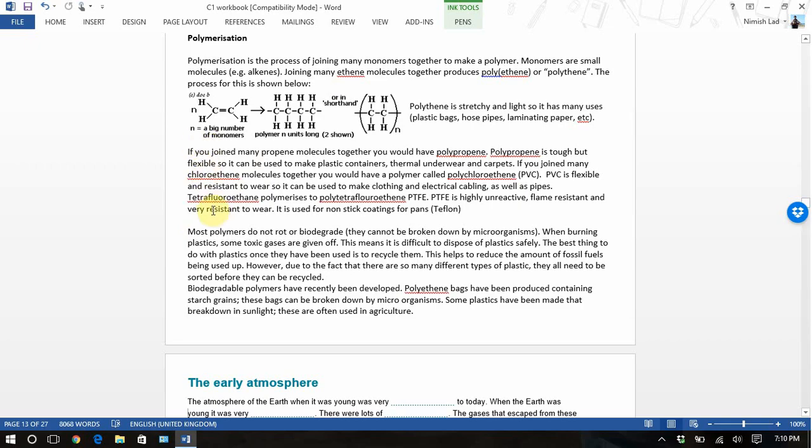Most polymers don't rot, they don't biodegrade. That means they can't be broken down by microorganisms. This means that they'll contribute to landfill. So what's another solution? We'll burn them. If you burn them, you give off toxic gases. So they're difficult to dispose of.